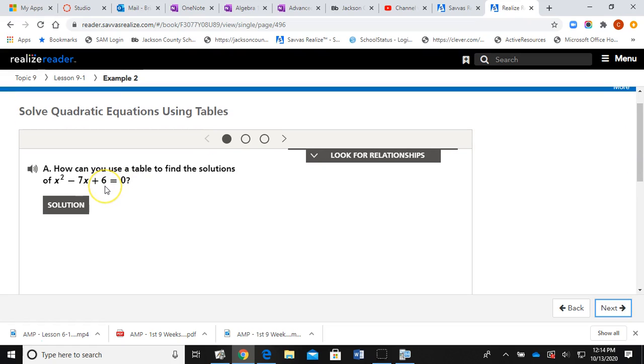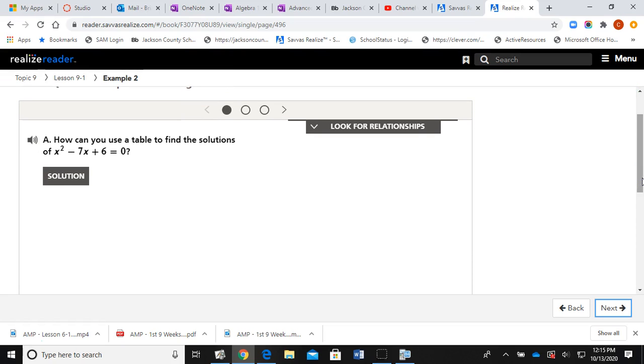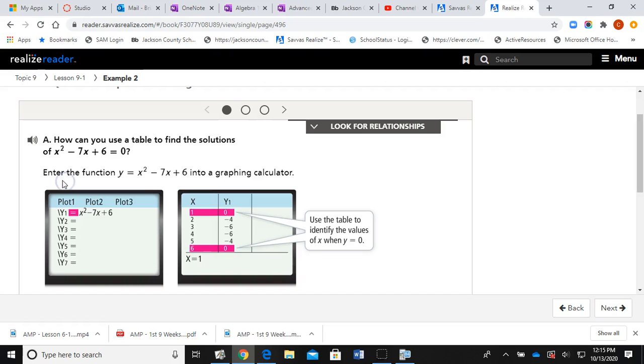So let's plug this into your calculator. Y equals x squared minus 7x plus 6. And rather than graphing, hit second graph and go to your table. Basically, we want it to equal 0. So you just go to your table and figure out where y is 0. For this one, it's 0 at 1 and 6. So my answer is x equals 1, x equals 6.